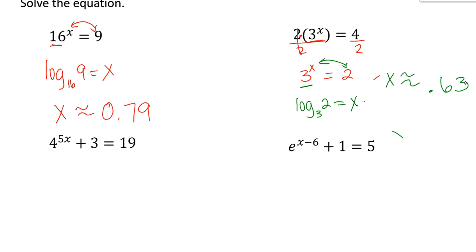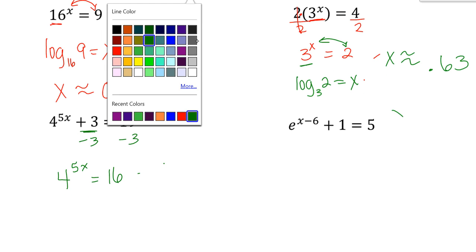Right, looking at this one, something doesn't belong. This plus 3 has nothing to do with the exponent, so we're going to get rid of it. Get 4 to the 5x equals 16. Okay, turning it into a log.